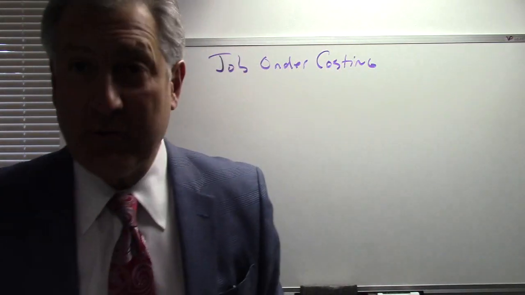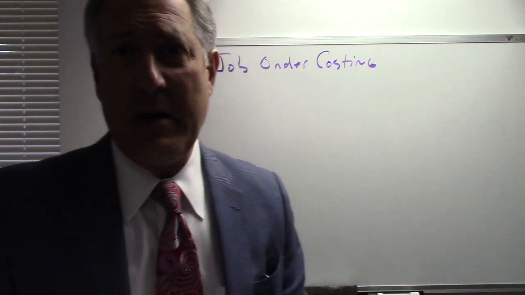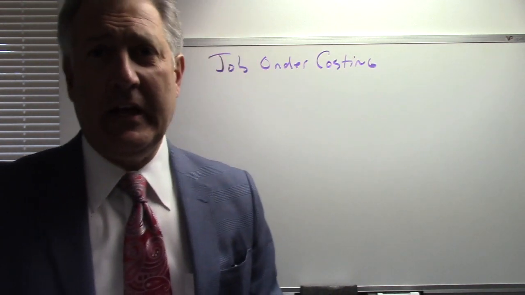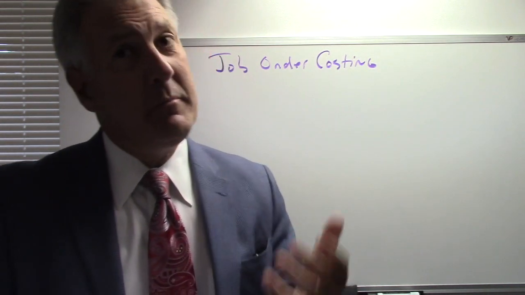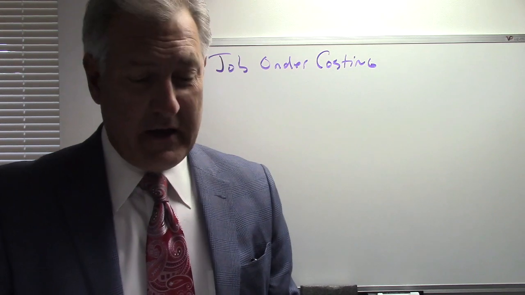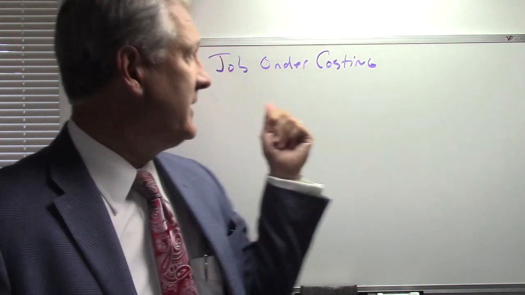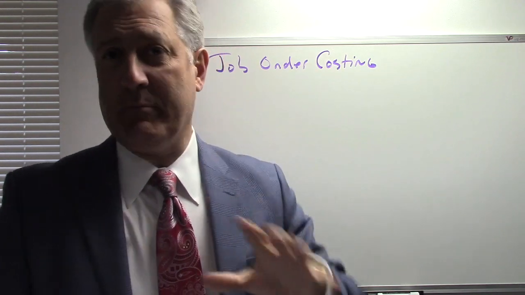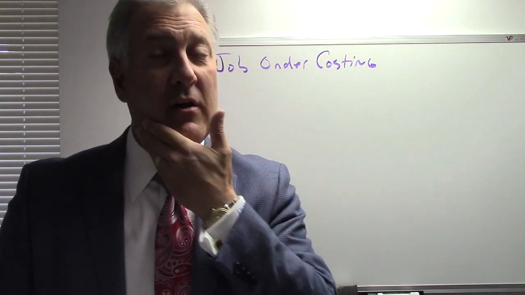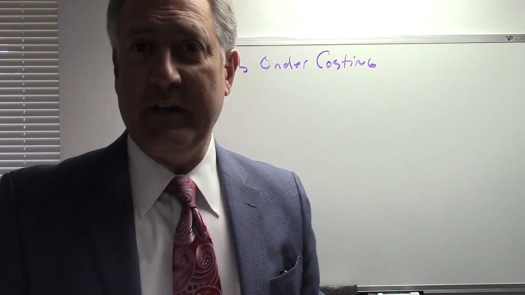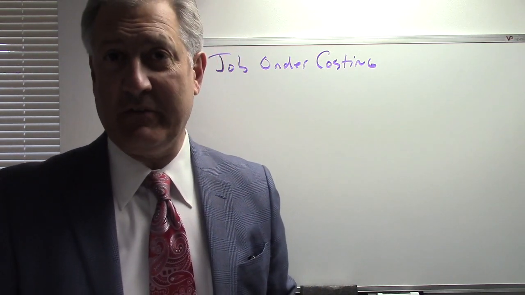My name is Michael Grandy, and I'm a professor at Providence College. I'm teaching an MBA class, MBA 603, and we're going to be talking about job order costing, specifically chapters 2 and 3 from the Garrison, Noreen, and Brewer textbook, 17th edition.